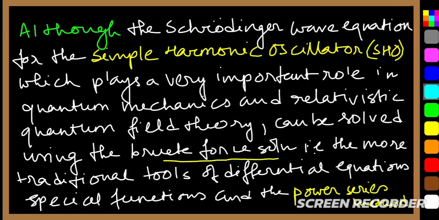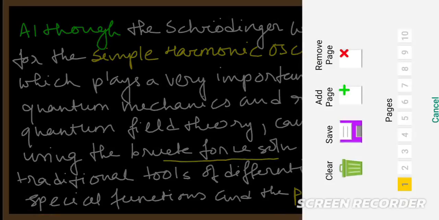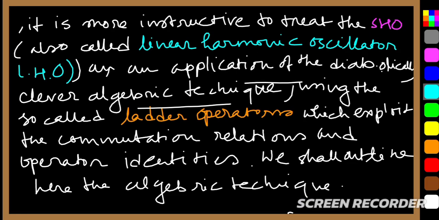দ্যাট ইজ দ্য মোর ট্র্যাডিশনাল টুল অফ ডিফারেনশিয়াল ইকুয়েশন স্পেশাল ফাংশন, দ্যাট ইজ পাওয়ার সিরিজ মেথড। তো সেক্ষেত্রে পাওয়ার সিরিজ মেথড একটা মেথড, অ্যান্ড অলসো ডিফারেনশিয়াল ইকুয়েশন তো তোমরা জানো, সেগুলো ইউজড হতো। কিন্তু এখন বলা হচ্ছে দ্যাট ইজ ইট ইজ মোর ইনস্ট্রাকটিভ টু ট্রিট সিম্পল হারমোনিক অসিলেটর অর ইউ ক্যান সে লিনিয়ার হারমোনিক অসিলেটর বা LHO as an application of diabolically clever algebraic technique. তো এখন বর্তমানে বলা হচ্ছে যে এই ট্র্যাডিশনাল মেথডগুলোর বাইরে গিয়ে আমরা কিছু ভালো মডার্ন অ্যালজেব্রিক টেকনিক ইউজ করে ভালোভাবে সিম্পল হারমোনিক অসিলেটর বা যেটাকে তুমি LHO বলতে পারো, লিনিয়ার হারমোনিক অসিলেটর, সেটাকে তুমি ভালোভাবে ট্রিট করতে পারবে বা সলভ করতে পারবে। সো তাহলে আমরা মডার্ন অ্যালজেব্রিক মেথড ইউজ করবো এখন, ঠিক আছে? আমরা ট্র্যাডিশনাল মেথডকে বাদ দেবো সেক্ষেত্রে। কেন? কারণ সেটার থেকে আমাদের অ্যালজেব্রিক মেথডটা বেশি সুবিধাজনক, রাইট?